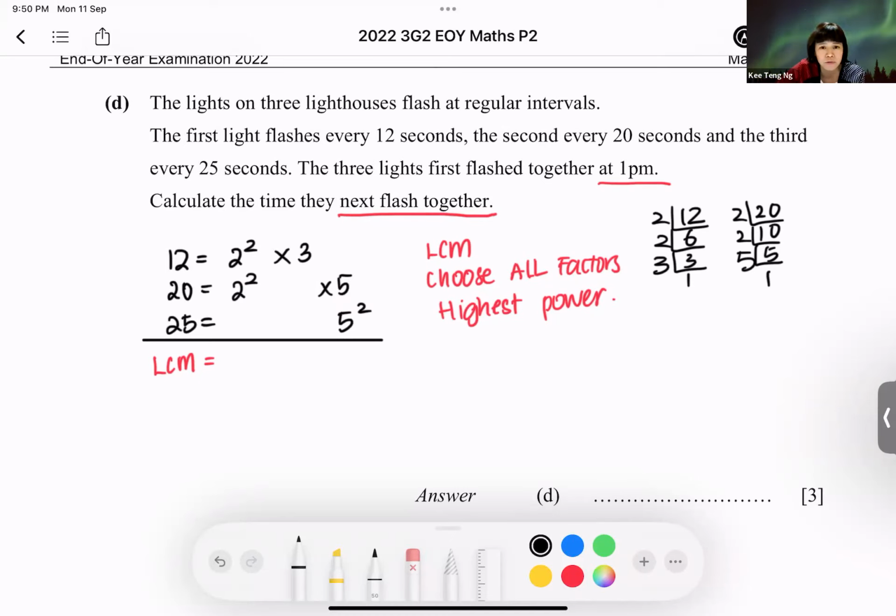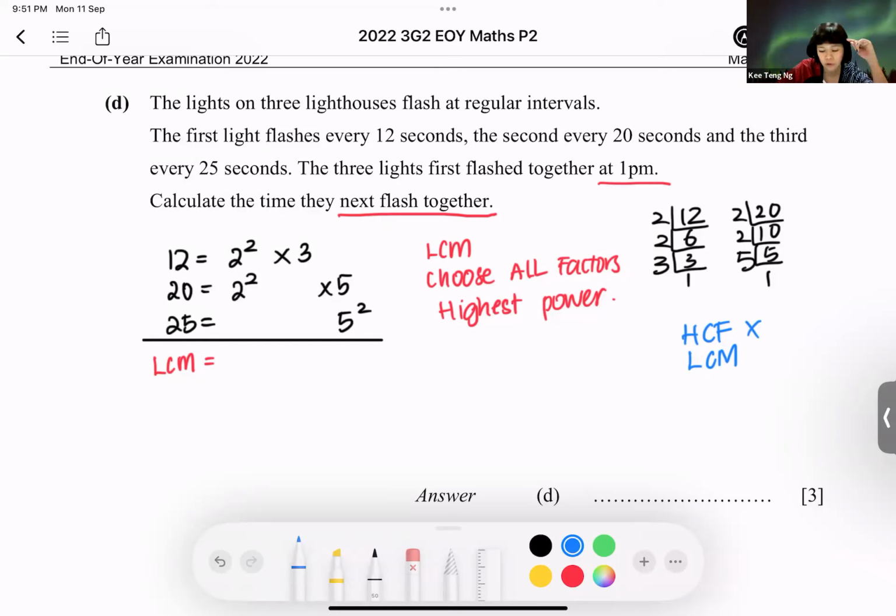Now, when you want the lights to next flash together, usually in this kind of question we are thinking of either HCF or LCM. In this case, you'll notice 2 squared times 3, 2 squared times 5, and 5 squared. There's no highest common factor at all. Does that mean they are not going to flash together? No, right? So we're not going to use the HCF in this case. Maybe I should use the lowest common multiple. How do we find the lowest common multiple?